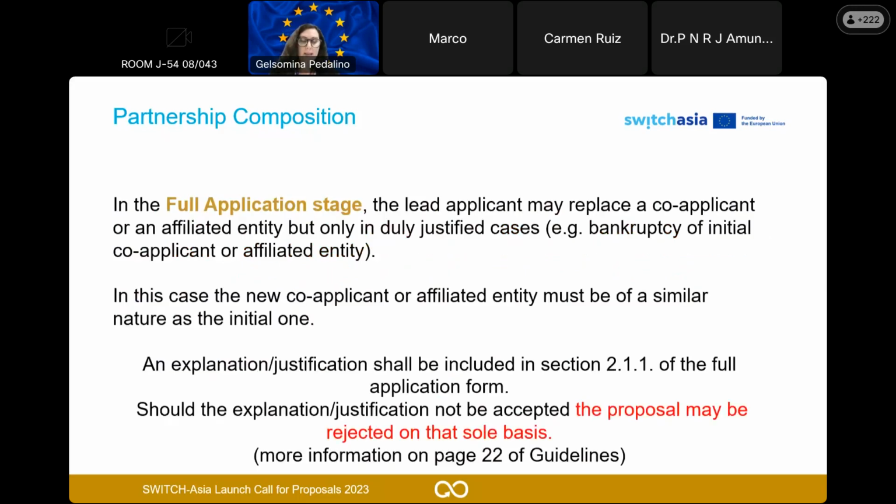A very important thing to say: after the concept note phase, during the full application stage, the lead applicant may replace a co-applicant or an affiliated entity, but only in duly justified cases, like bankruptcy or expiration, where there are serious financial problems for the entity. In this case, the new co-applicant must respect the same eligibility criteria as the lead applicant, and an explanation has to be provided in the application form. Let's notice that the explanation or justification may not be accepted and can entail the rejection of the proposal. So be very careful in doing that.